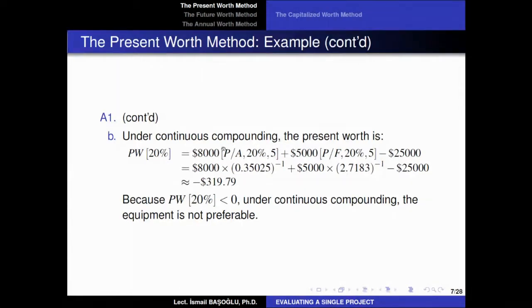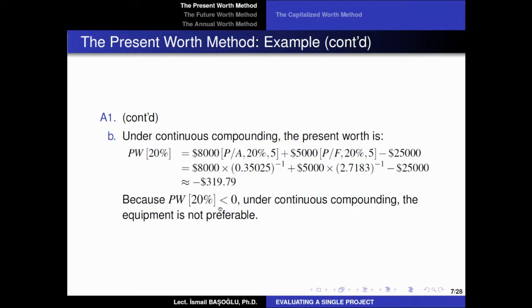Under continuous compounding, but discrete payments, the P over A and P over F values are going to be computed with A over P and F over P values, and we take the multiplicative inverse of them. And the calculation will give us a minus $319.79. And you see the present worth under this continuously compounding interest rate or minimum attractive rate of return is calculated negative.